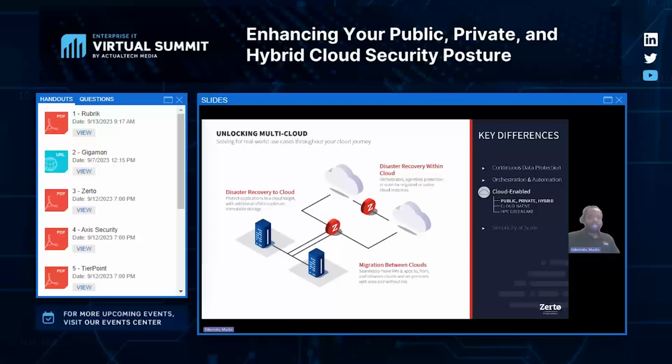For example, DR to the cloud is a great way to get an offsite target. Maybe you're trying to decide between moving from AWS to Azure, or even to migrate out of cloud and back to on-prem. We give you the freedom of choice to choose which platform works best for you. And it's important to note that we're at that hypervisor level, so we're completely storage agnostic.